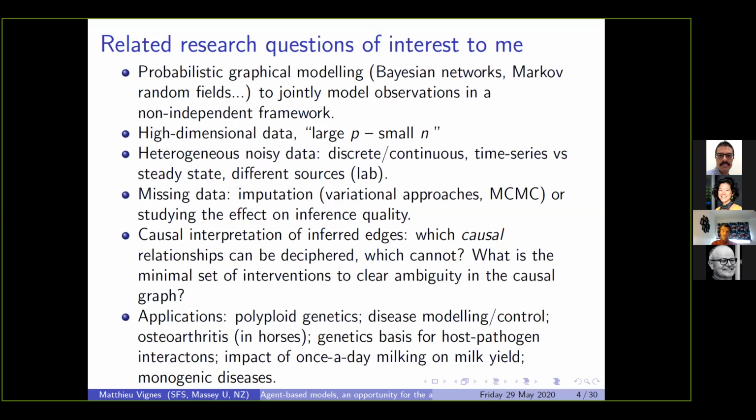Yes, and then I start to have a good list of applications with colleagues, either I had in Toulouse, at Massey, across New Zealand, or on monogenic diseases, for example, with colleagues in Marseille as well.